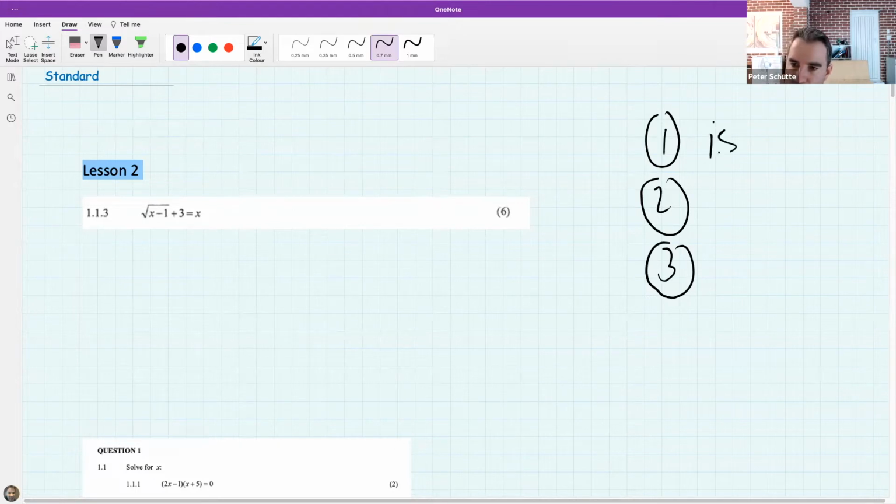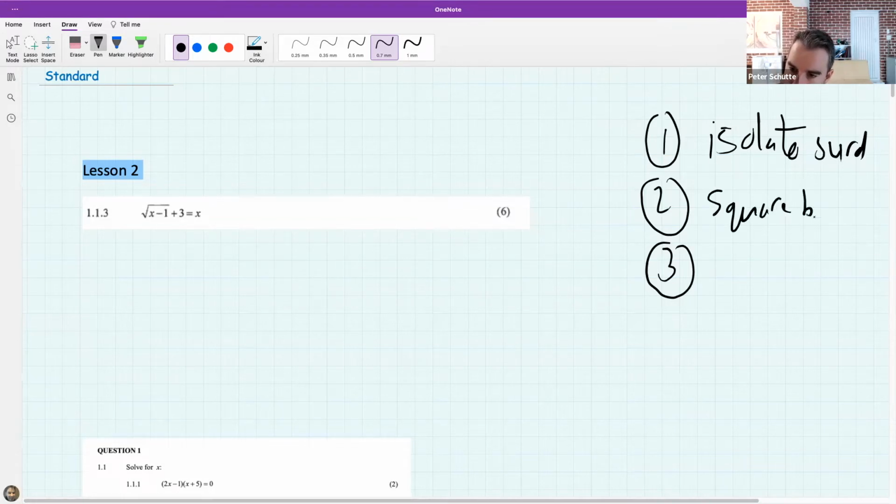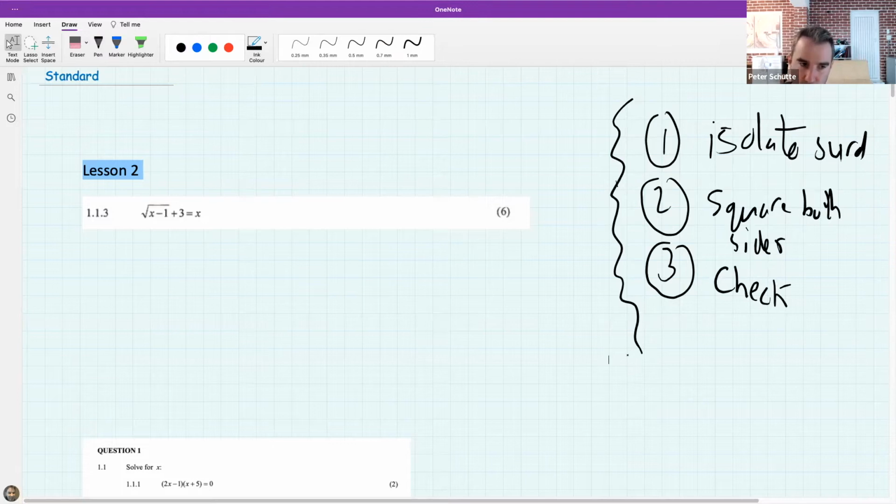So step one is going to be to isolate the surd. Step two is going to be to square both sides. And then the last step in a surd equation is also to always check your answer. Okay, so that is the decision-making guidance that you will need for this question.